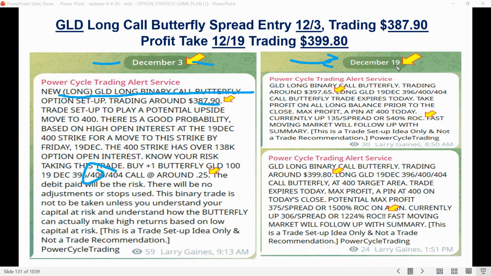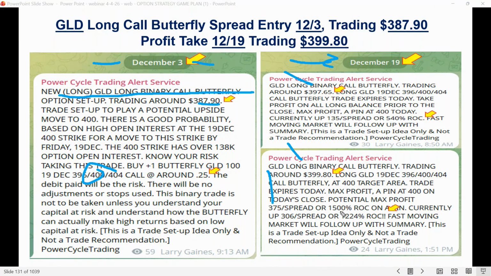So then on the 19th of December, now it was trading at 397.5. And I sent out the alert. I said, make sure to take some profit, all long balance prior to the close today, max profit, a pin at 400. It was currently up $135 per spread. It was up 540% return. And then here it was at the end of the day, going out close to the end of the day, it was up 399.80. So this was up, at that time, it was up $375.